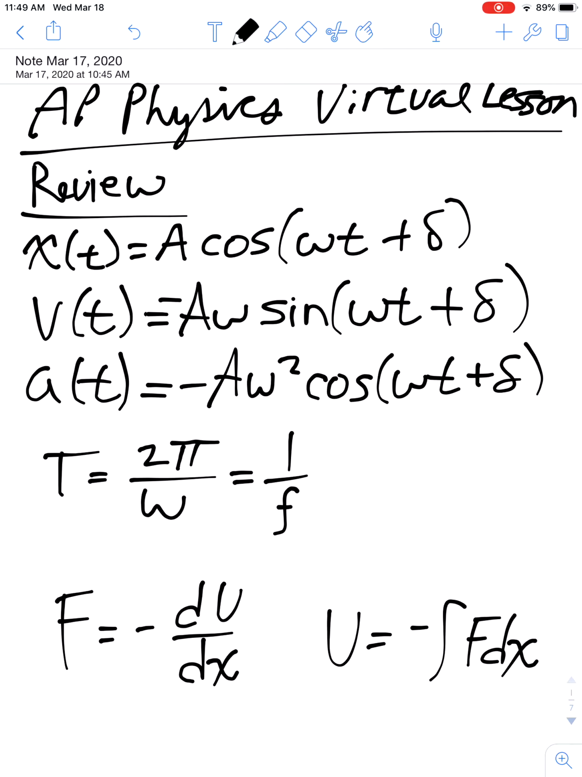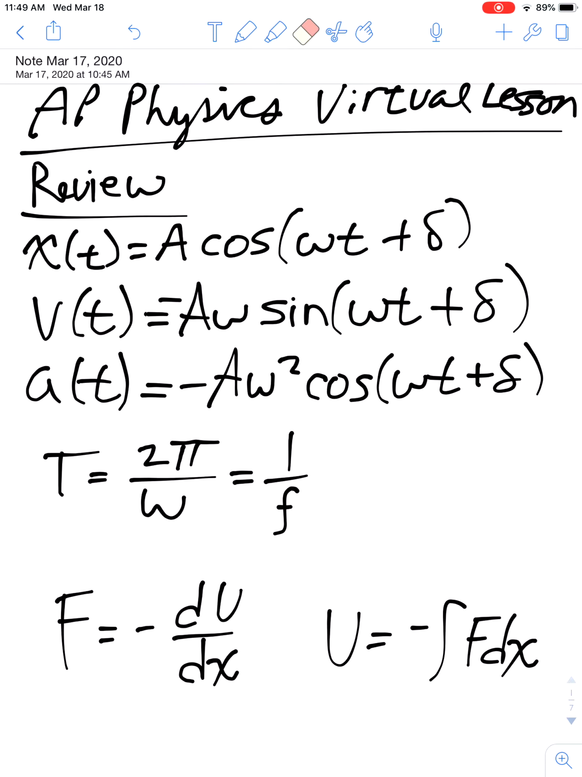Your relationship between period and frequency, of course, are inverses, as you can see here, but then also your relationship between period and angular frequency is right here. We could also write this as frequency times 2 pi is the angular frequency. You guys got that down, hopefully.